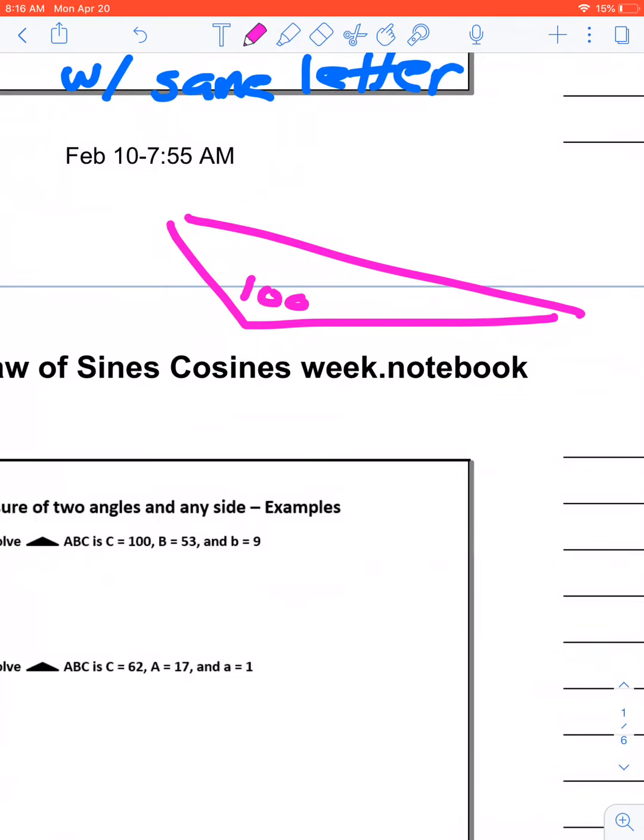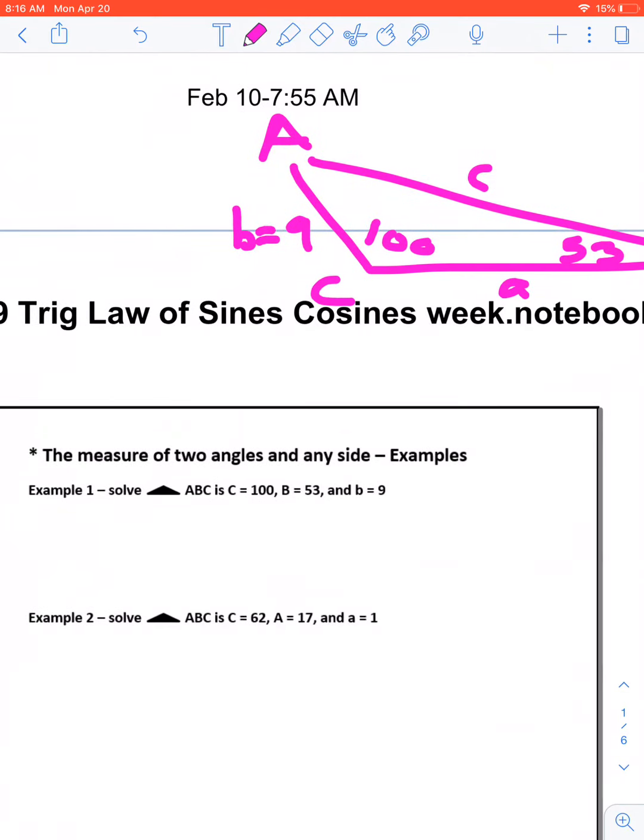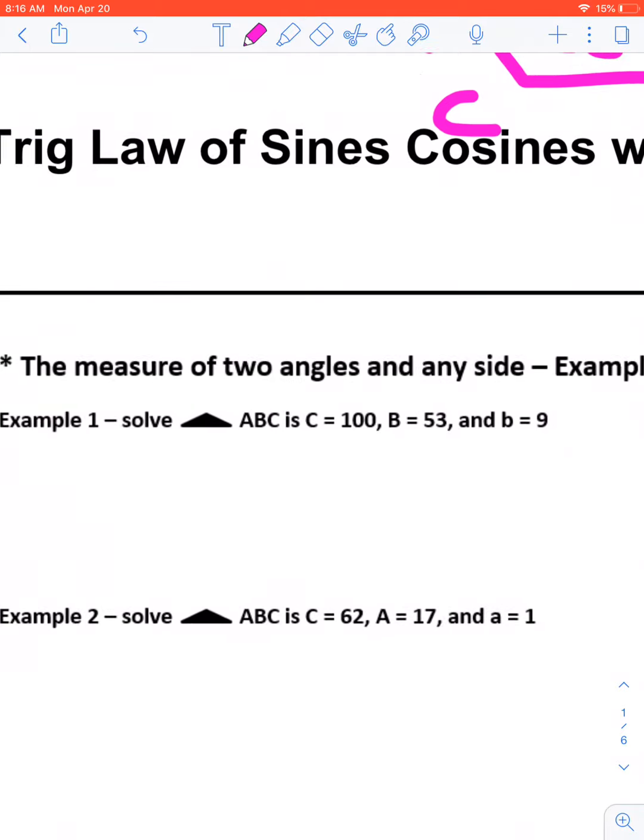So this is going to be angle C, and this is side C. Let's say this is B here, so this is 53. And this is going to be side B over here, which is 9. And this is going to be angle A, and this is side A. Well, what do I know? It says to solve. When it says to solve, it wants to know every angle and every side of the triangle.